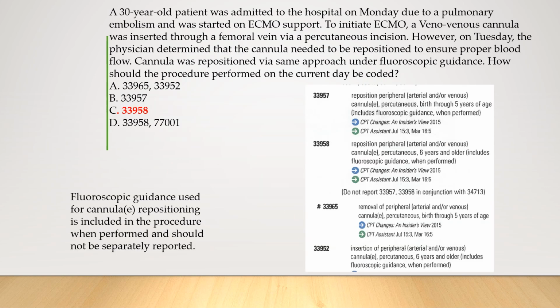So yes, 33958 is the answer, and the fluoroscopic guidance used for the cannula repositioning is included because if you read the code, it talks about repositioning of the peripheral arterial and venous cannula, percutaneous, 6 years and older, including fluoroscopic guidance. So we don't have to code 77001 separately, and that's why we are zeroing down to the answer 33958.